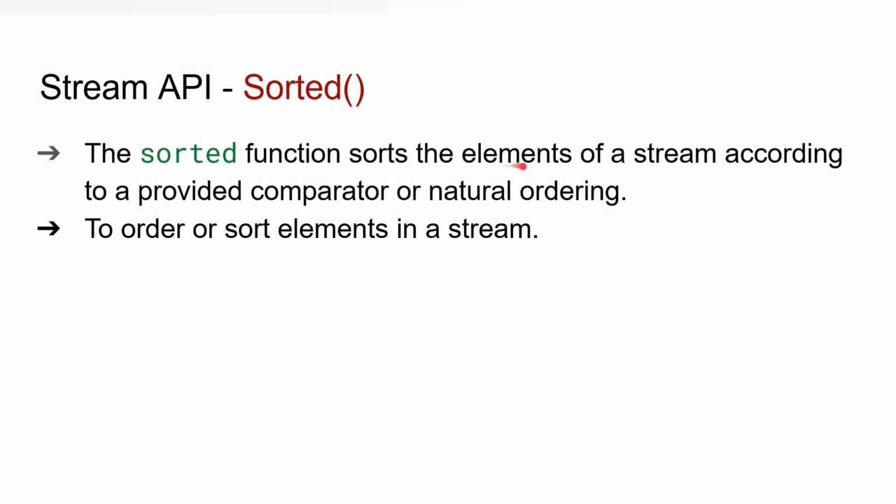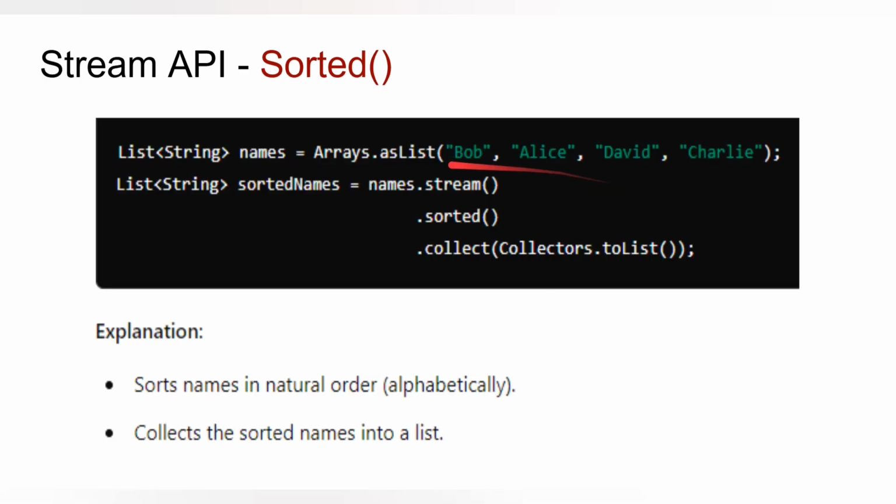The sorted function can sort the elements of a stream according to a provided comparator or natural ordering. So if you don't provide any comparator to the sorted method, it will by default do the natural ordering, which is ascending order. Here you could see the example. We have a list of String data type, and these are the names that we have provided inside the list: Bob, Alice, David, and Charlie.